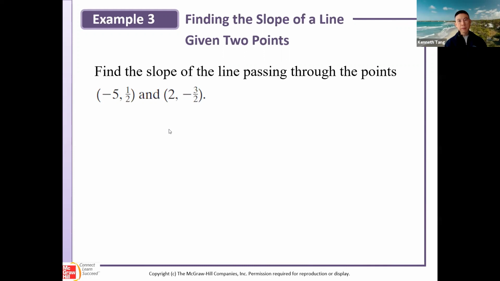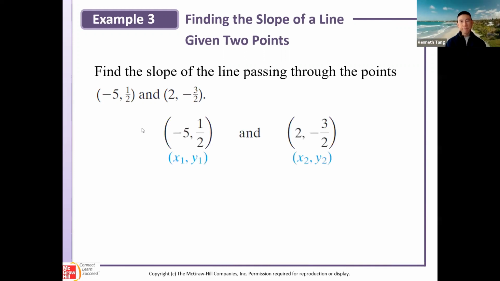And here they want you to find another point that is passing through the point. In this case, you're going to deal with fractions. It doesn't matter if it's a fraction or decimal or what have you. Put them into that formula, m equals y2 minus y1 divided by x2 minus x1.